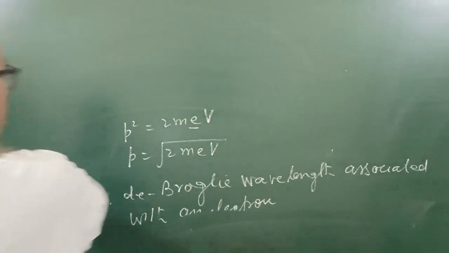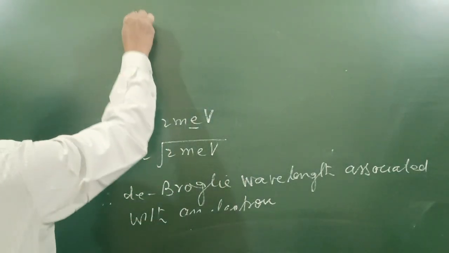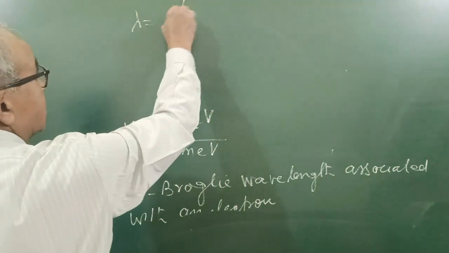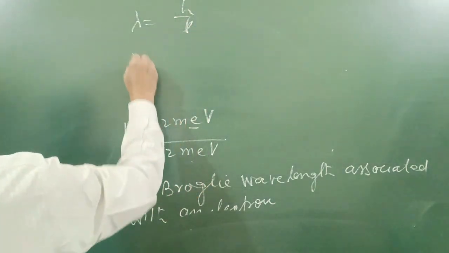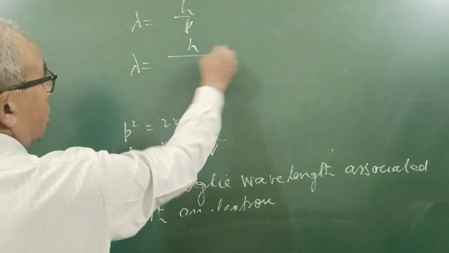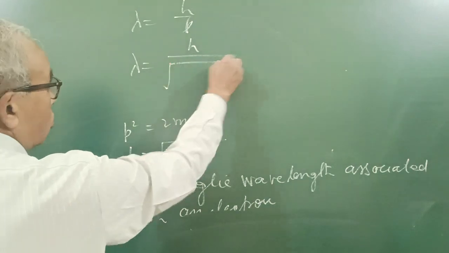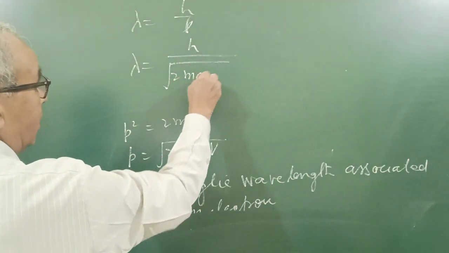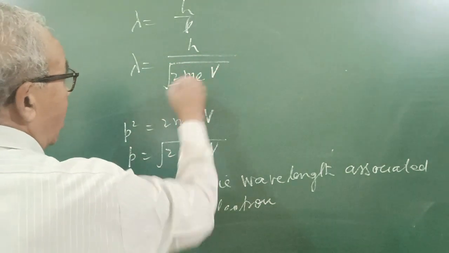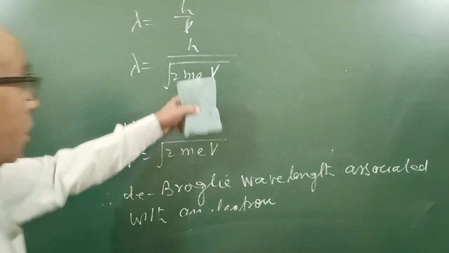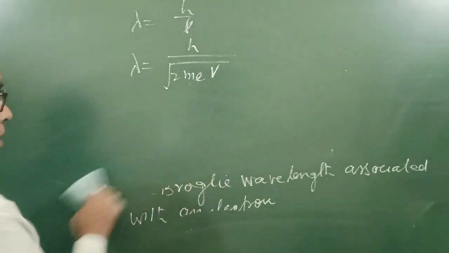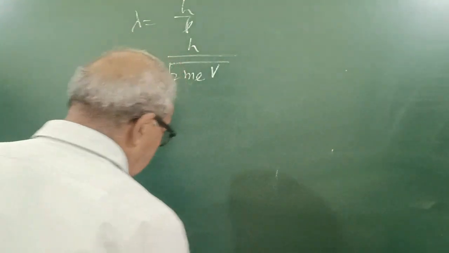Lambda comes out to be h upon p, so lambda is equal to h upon under root 2meV. m is the mass, e is the charge of the electron, and h is the Planck constant.